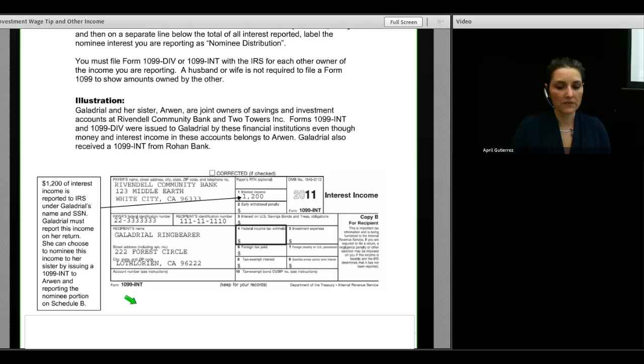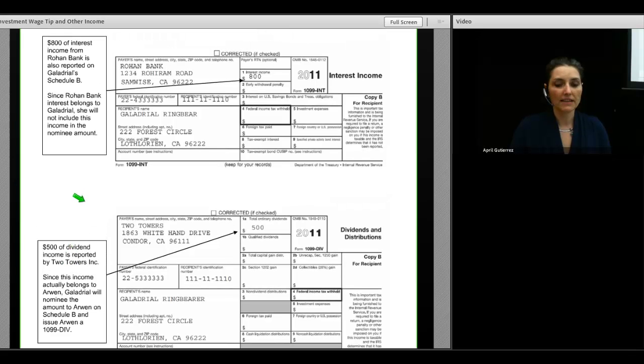So here we have the Rivendell Community Credit Union, and we'll see it's got $1,200 of interest income being reported in box 1. This $1,200 of interest income is being reported to the IRS under Galadriel's name and Social Security number. She has to report this income on her tax return and cannot ignore it, even though it's not her money.